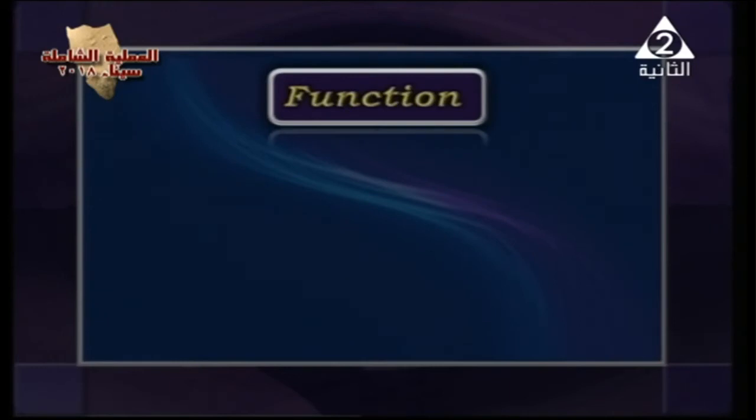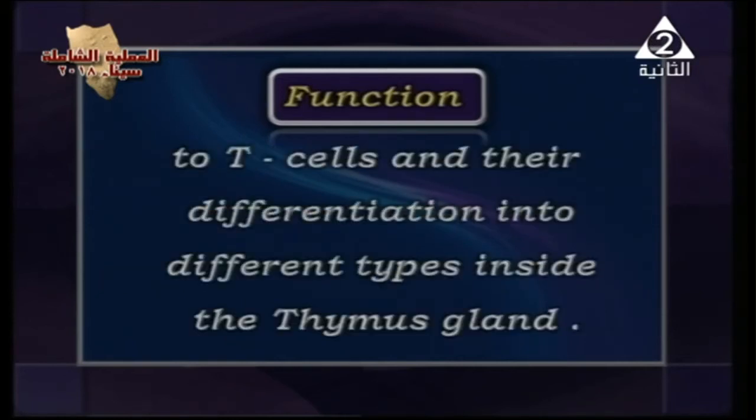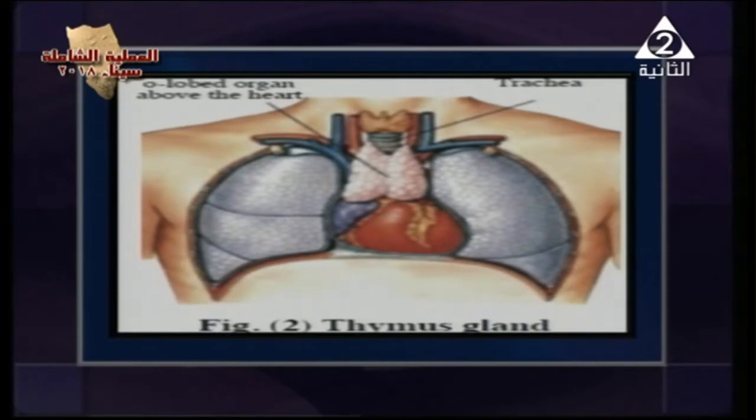What is the function of the thymus gland? It secretes thymosin hormone that stimulates the maturity of lymphoid stem cells, or we call them T cells, and also their differentiation into different types inside the thymus gland. And this is the thymus gland, which is found, as we said, near the heart and located on the breast or sternum bone. Do you remember its color? It looks like a faint red.